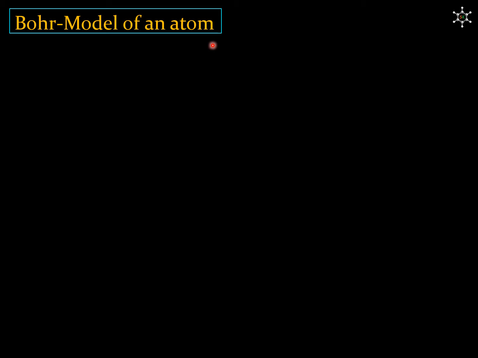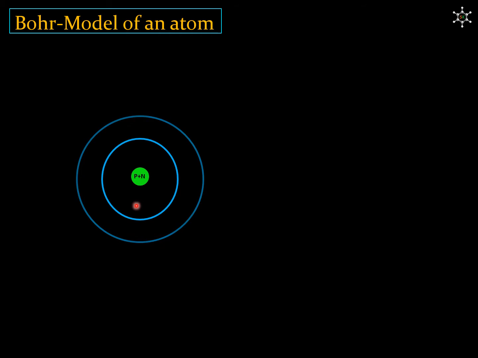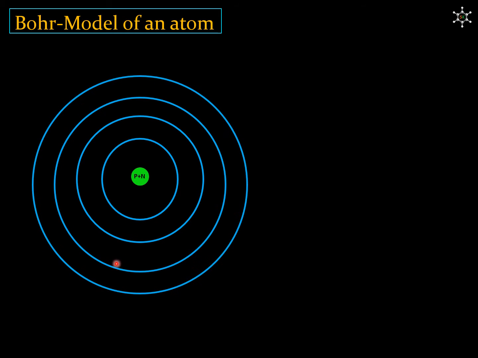According to the Bohr model, an atom consists of a nucleus at the center. This nucleus accommodates protons and neutrons. Electrons in the atom revolve around the nucleus in circular paths called orbits or shells. The orbit closest to the nucleus is named K, the next one L, M, N and so on. K is also numbered as the first orbit, then the second one, third one, fourth one and so on.